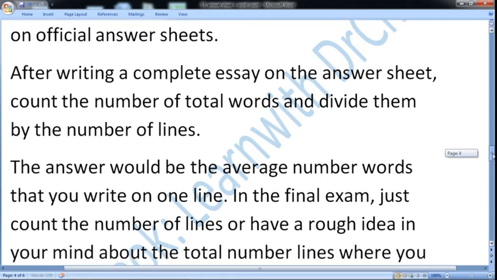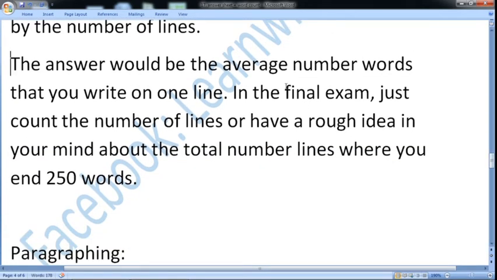The answer would be the average number of words that you write per line. In the final exam, just count the number of lines, or have a rough idea in your mind of the total number of lines you should write to complete 250 words.